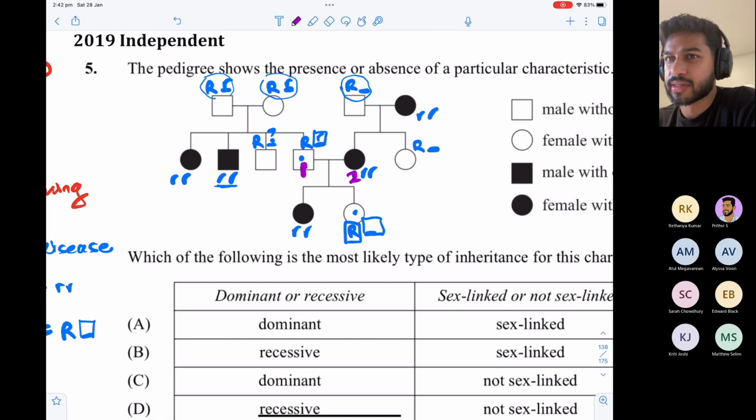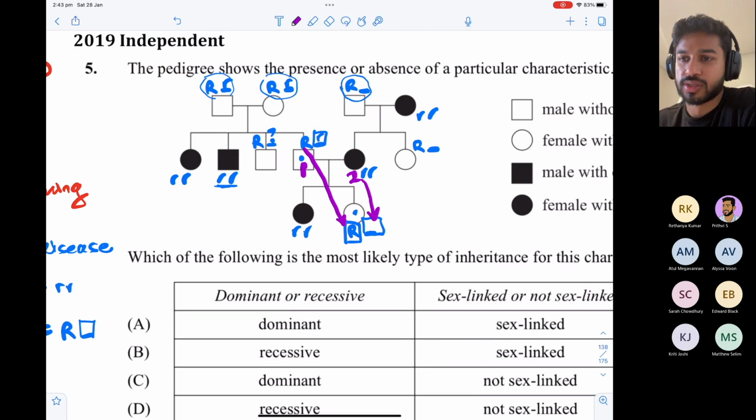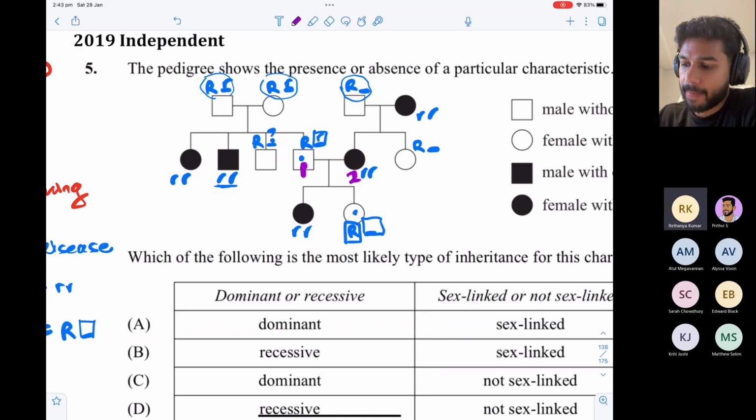Look at the letters on top of individual 1. Look at the letters next to individual 2. Who has a big R? 1 does. Very good. So the big R must have come from 1. 2 can't provide a big R. It's not possible. So that means the other allele came from individual 2. So Nathaniel, what must the letter be in the box? Small r. Very good. Small r.